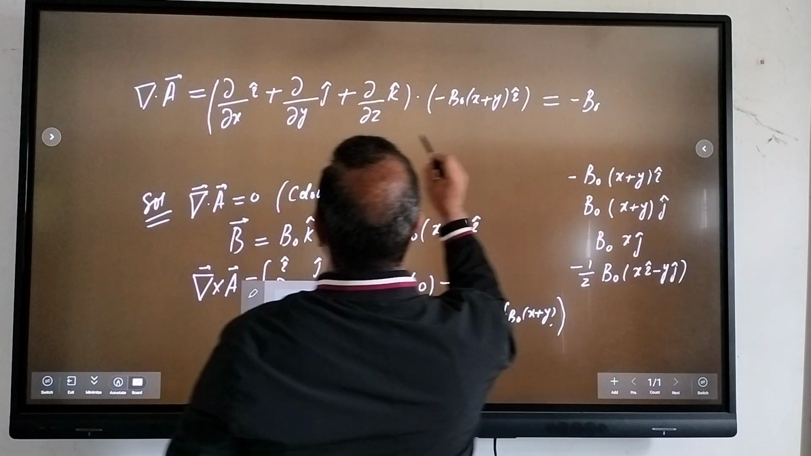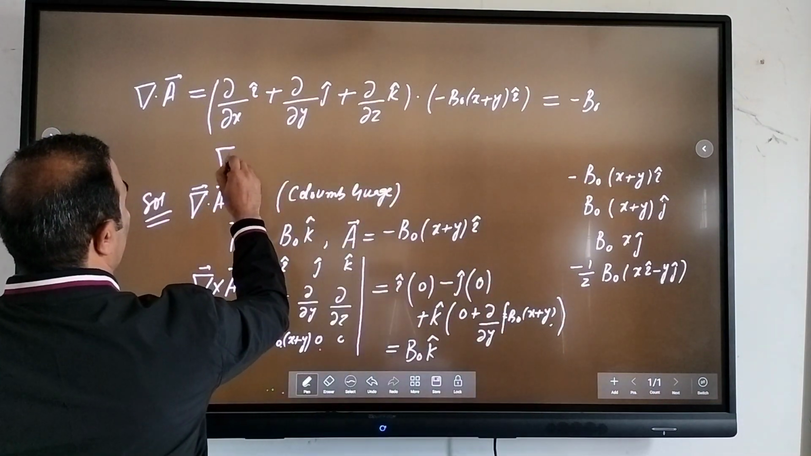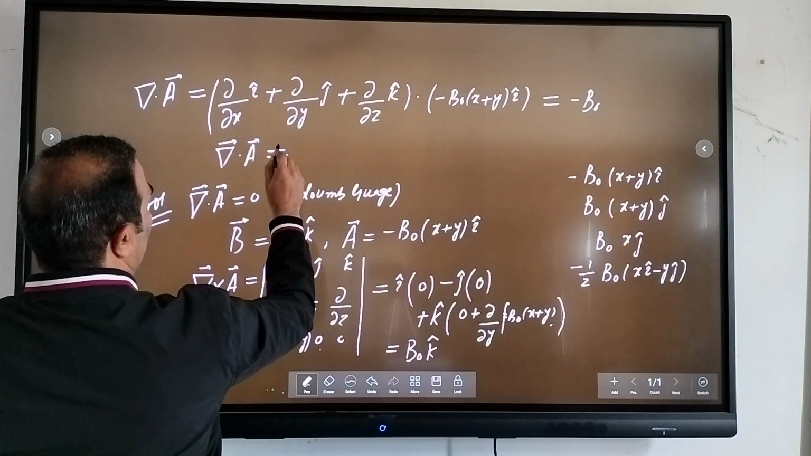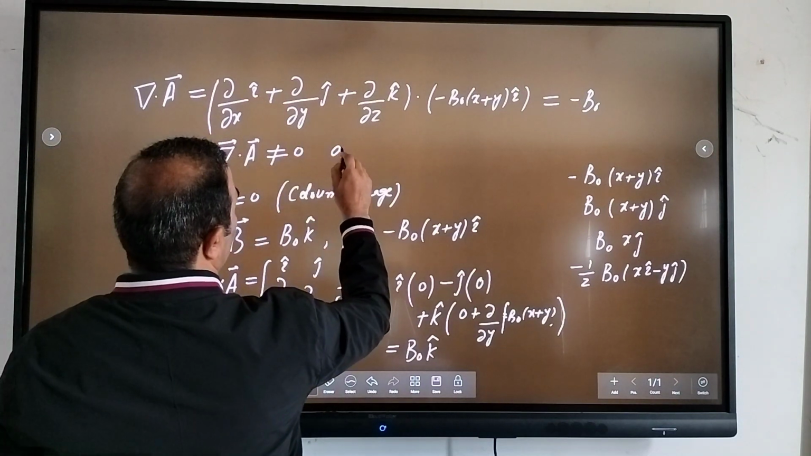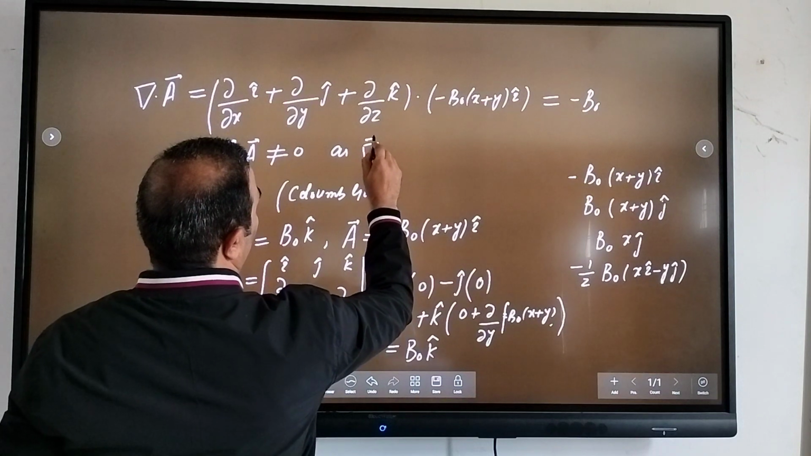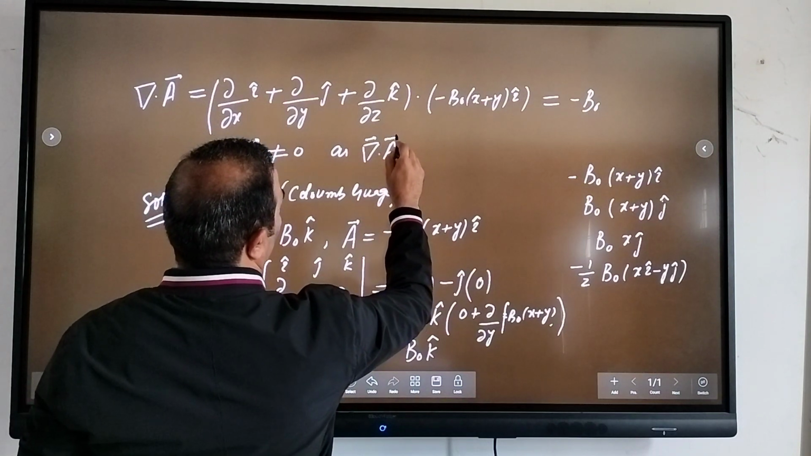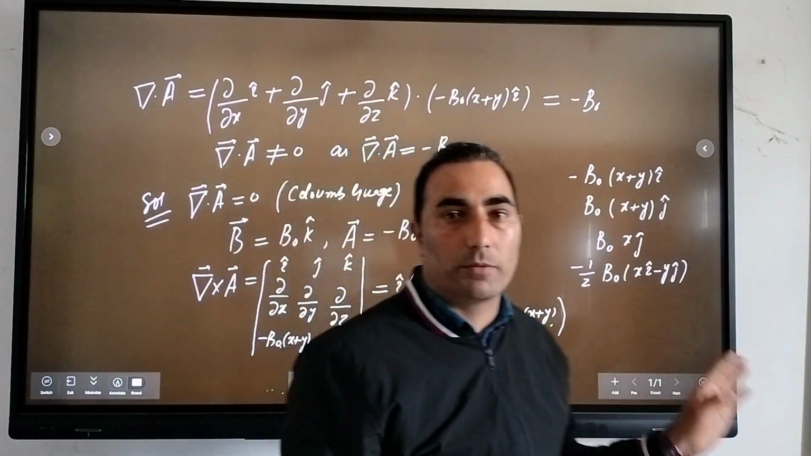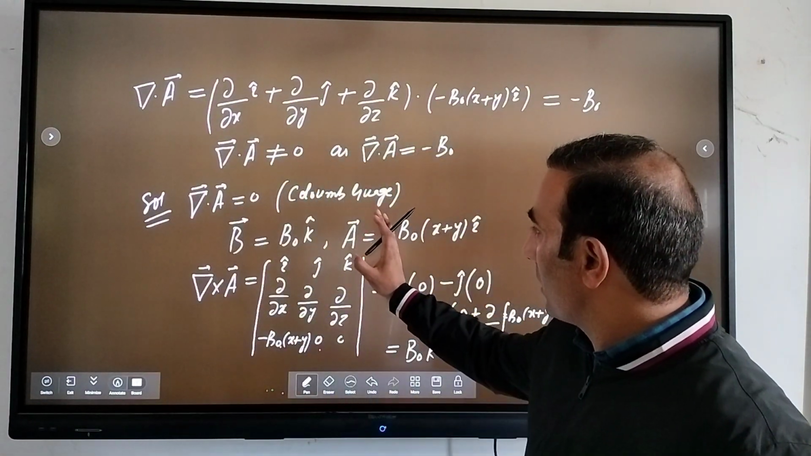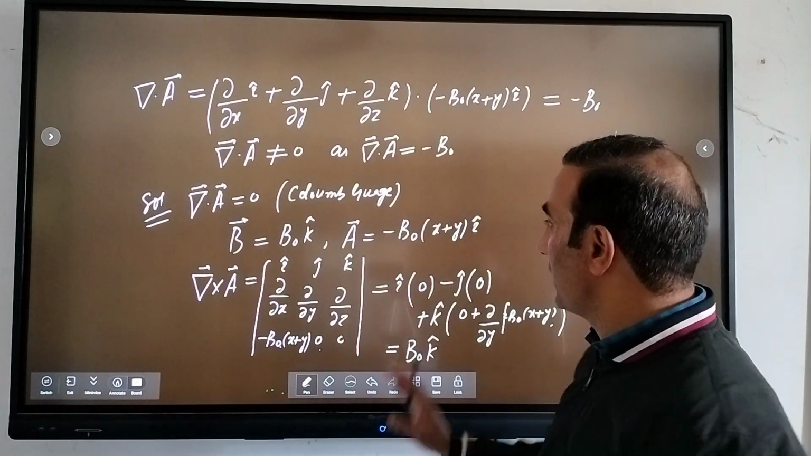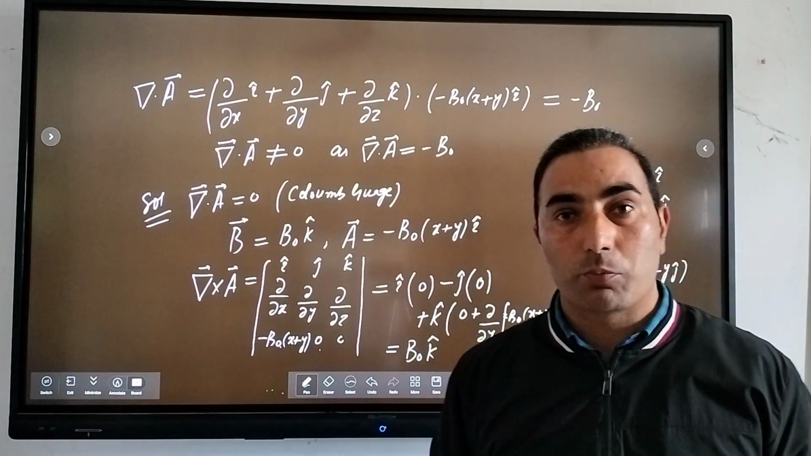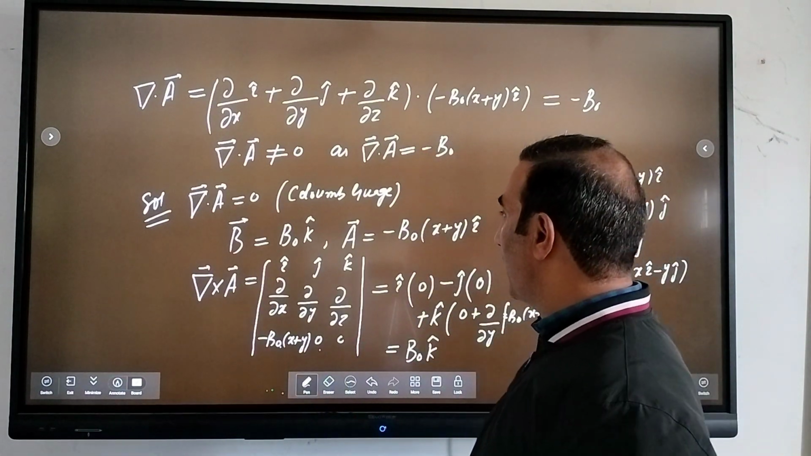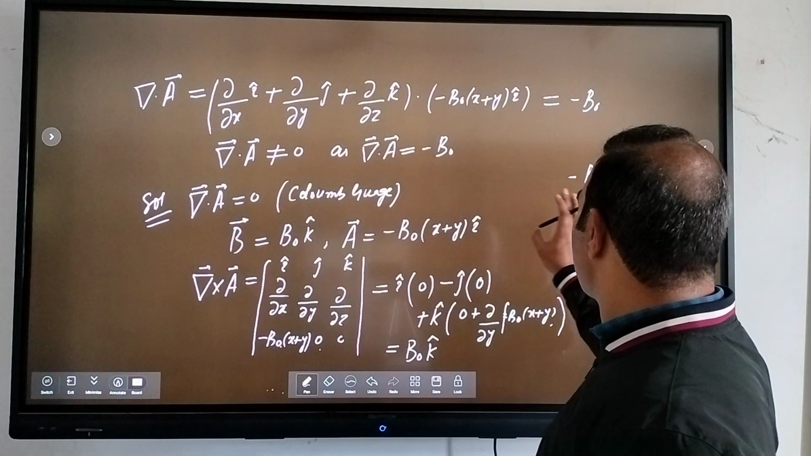Okay, so that means here our ∇·A is not equal to 0, as it is minus B₀. So that means our Coulomb gauge condition is not satisfied. So that means we cannot choose this kind of vector potential so that our magnetic field will be B equal to B₀ k cap, right? So this is the first part.